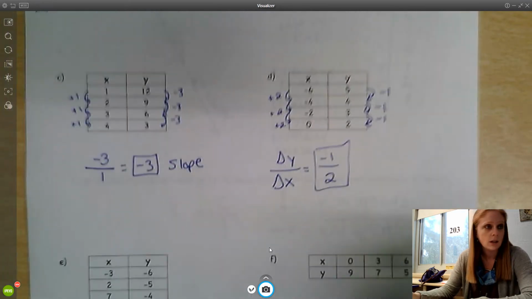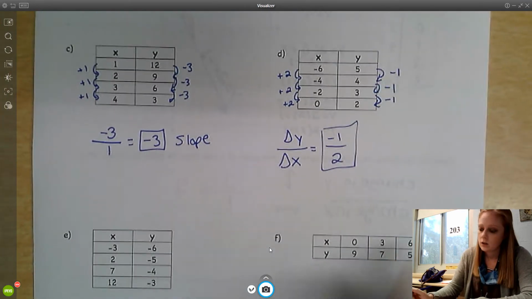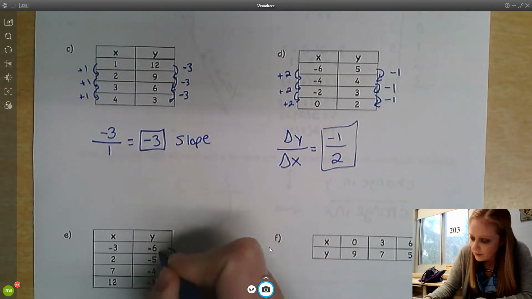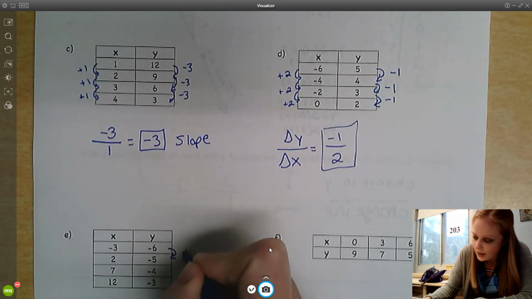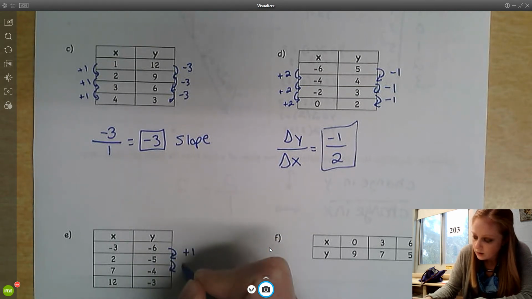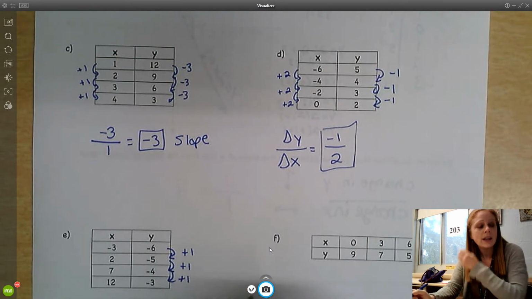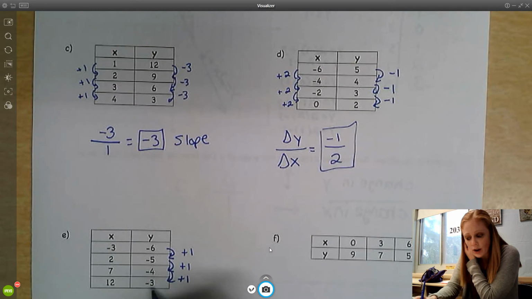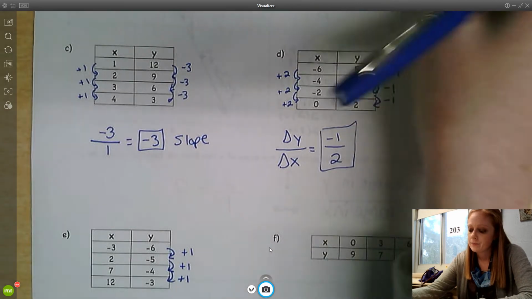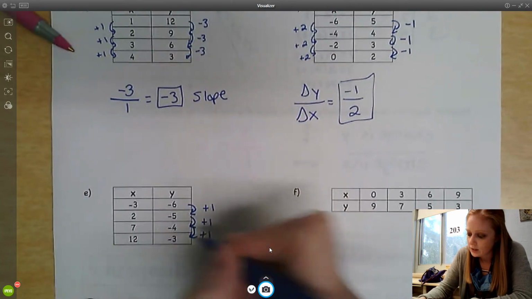Okay, E. To get from negative 6 to negative 5, we have to add 1. Add 1, add 1. Negative 4 plus 1 is negative 3. And again, if you're not sure, you can go backwards and subtract. -3 minus -4, you're going to get +1. All right. So I'll just write that off to the side in case you were stuck.